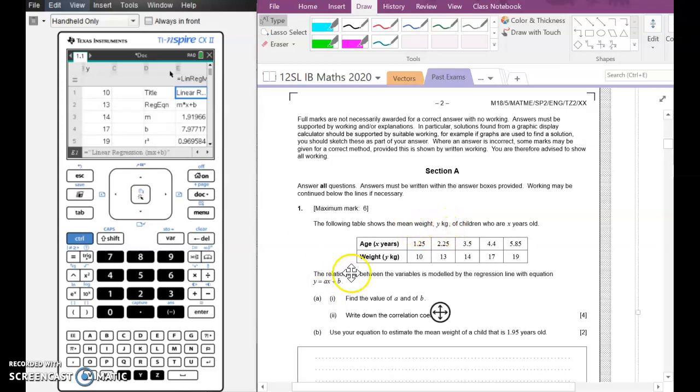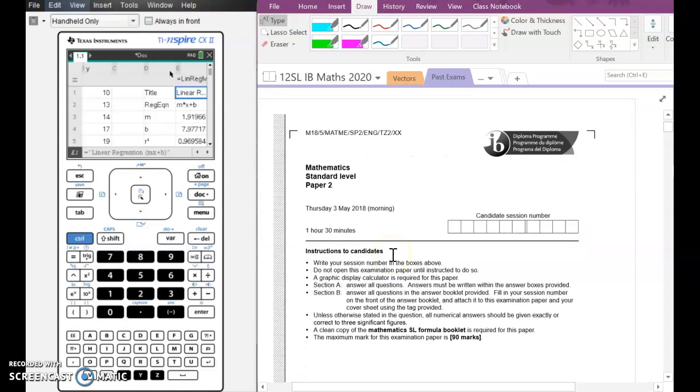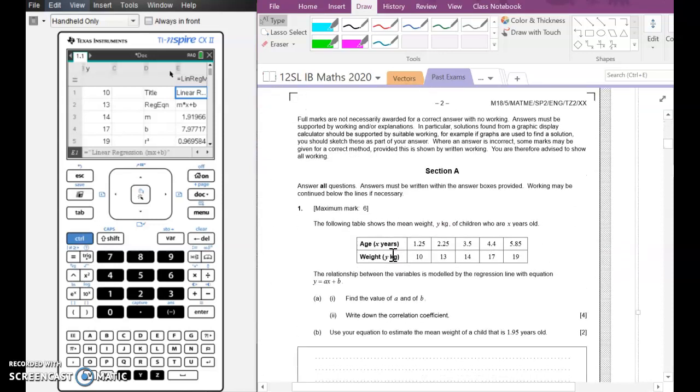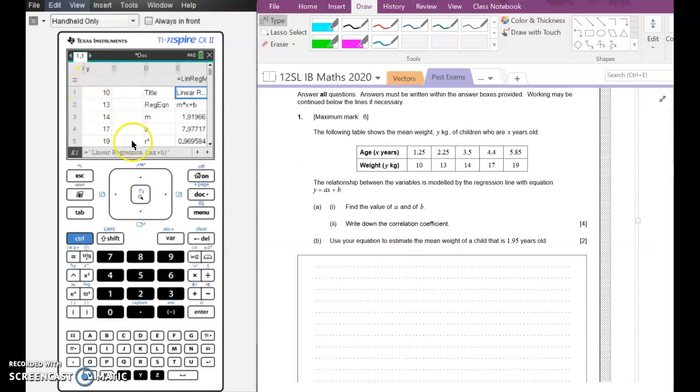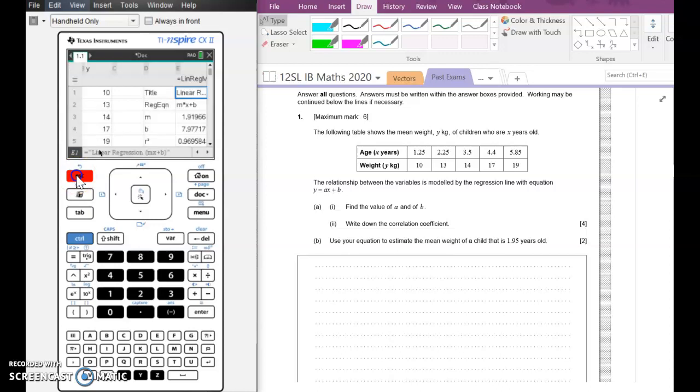Hi, Year 12. You can see I'm going through the 2018 May TZ2 Paper 2. The first question here, I've already entered the data and done a statistics calculation on it of linear regression. And you can see I've got my values here. This is my value of the equivalent A, so that's M. B is B.